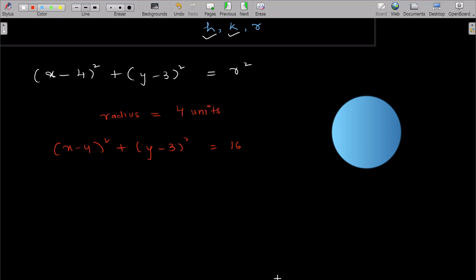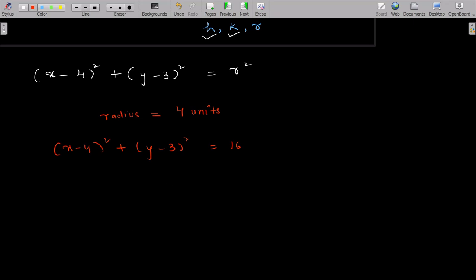Okay, I'll draw the circle. I'll try to draw the circle perfectly, and then you'll understand why it is the x value and not the y value. Okay. So we have a circle, and we know that its center is 4 comma 3. This is the information that we know, 4 comma 3.